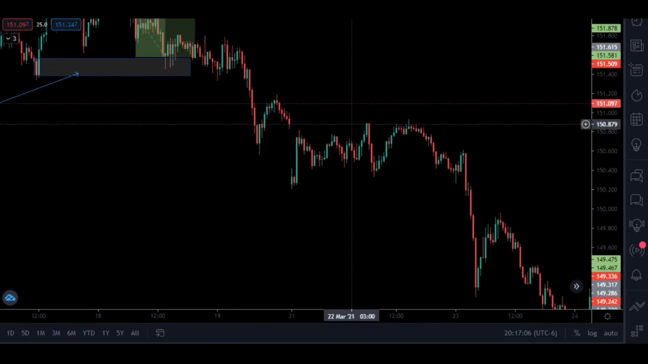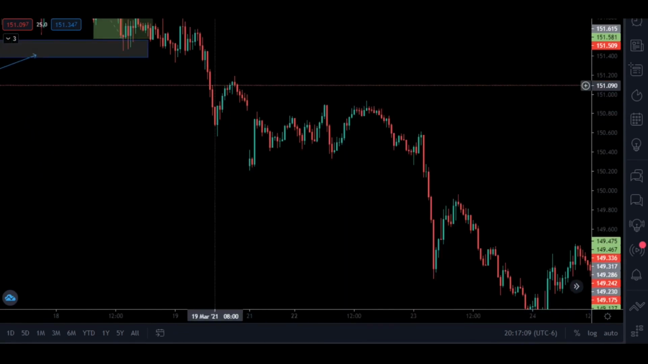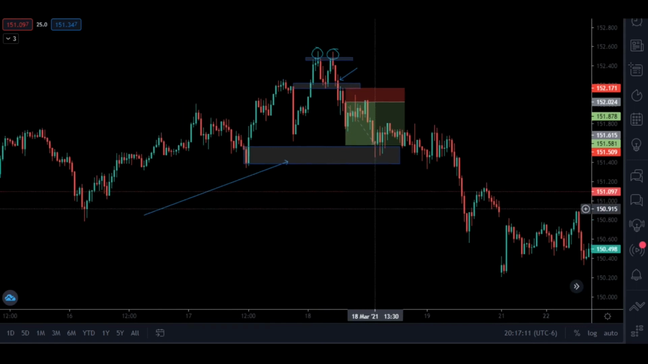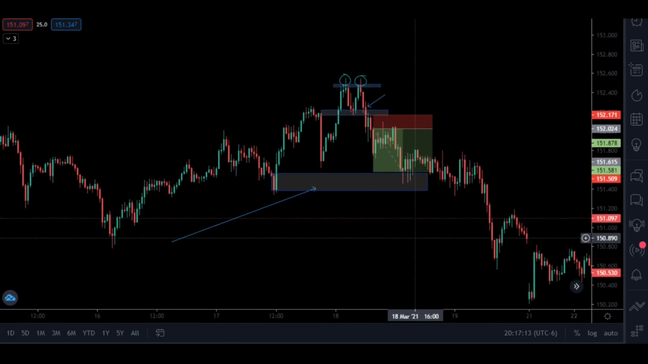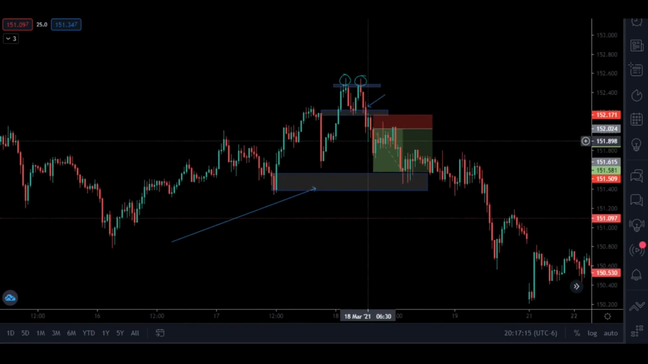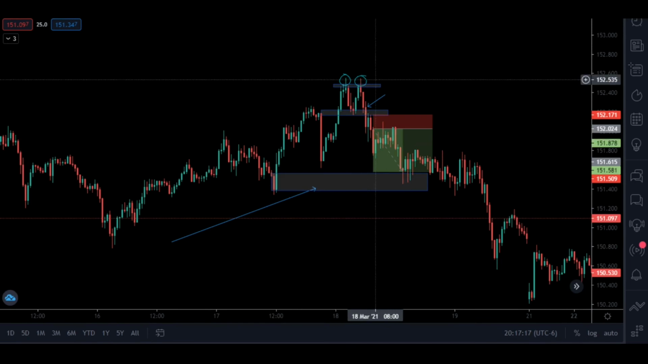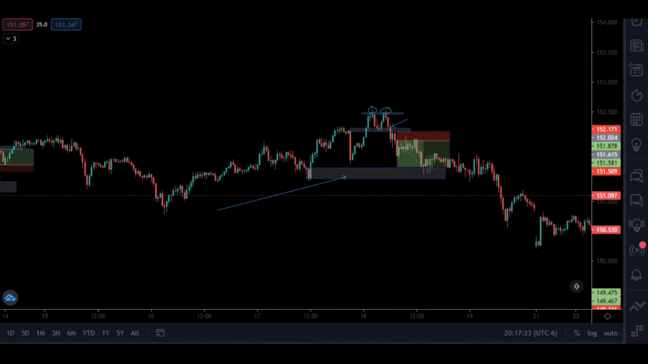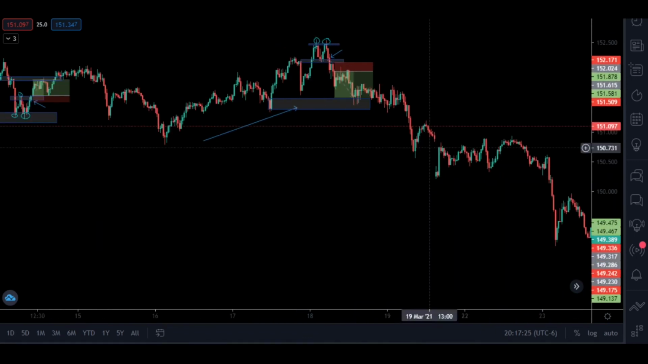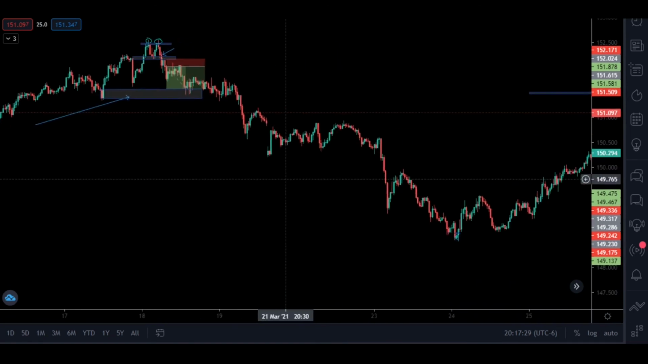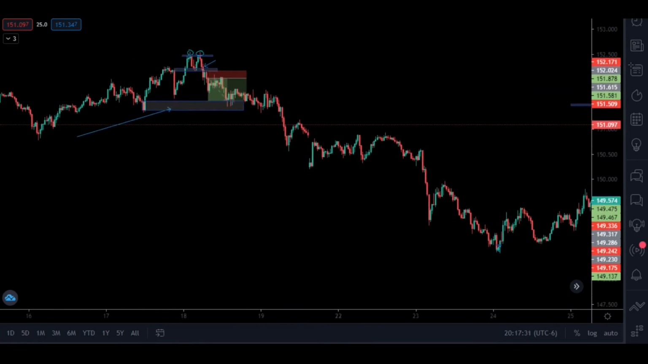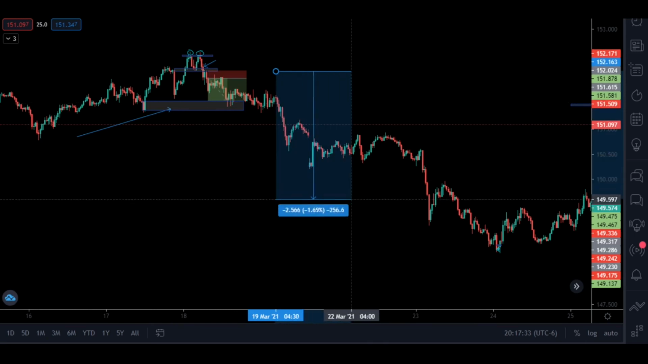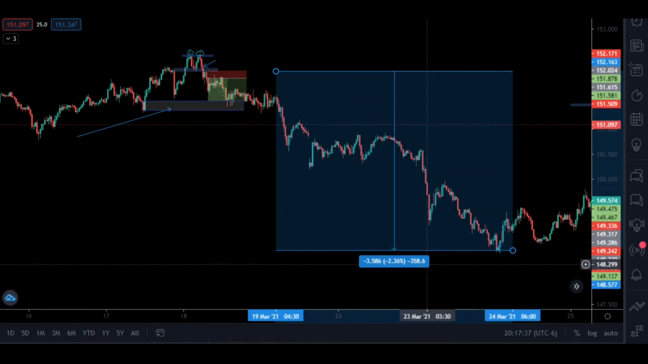As you can see, the thing about double tops and double bottoms is that it is the start of a new trend. It finishes the current trend, and this will start the new trend. So you can catch really huge drops or rallies. And in this case, let's see how much it dropped. It was almost 350 pips, so it's really good.